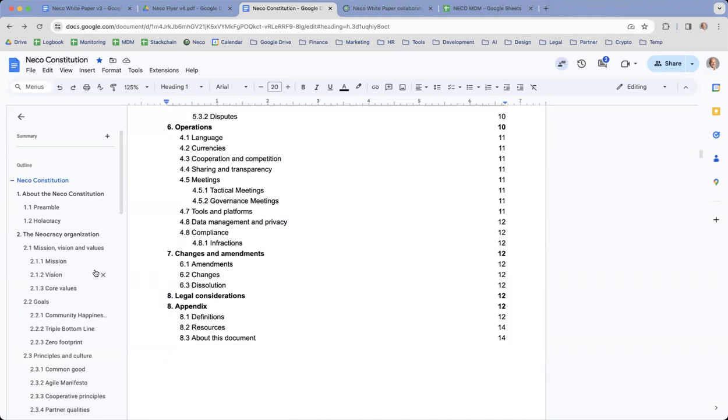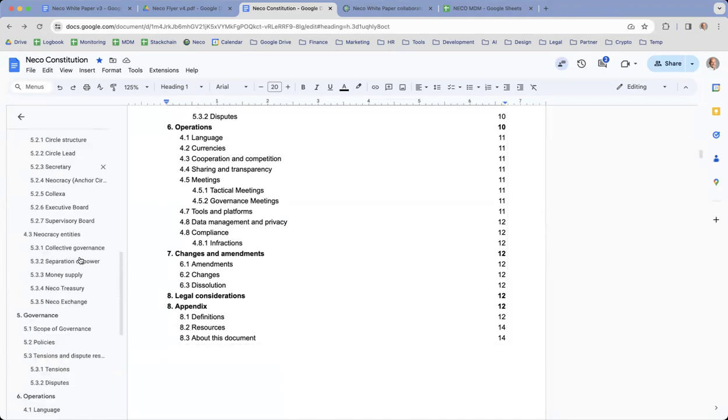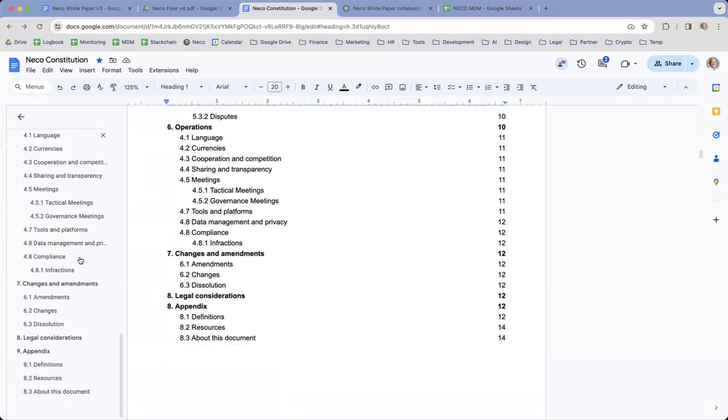Again, the goal for the constitution is to be somewhere in the space of 20 to 30 pages. Currently it's 15, but I would say it's 60, 70% already complete. So it's 30% missing. We might end up somewhere between 20 and 30 pages.